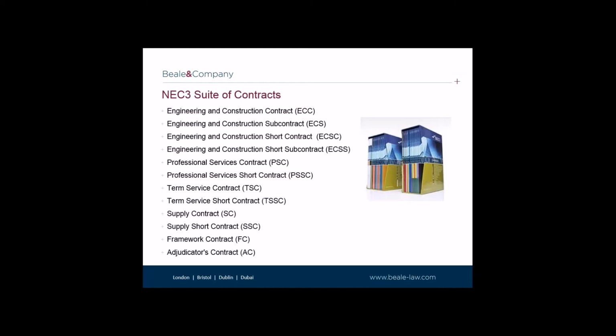This next slide mentions the other NEC3 forms of contract included in the NEC3 family and the April 2013 editions. The framework contract and term service contracts are also commonly used, in our view, but not as often as the PSC and the ECC. There are probably others on the list which you've come across, but less frequently.